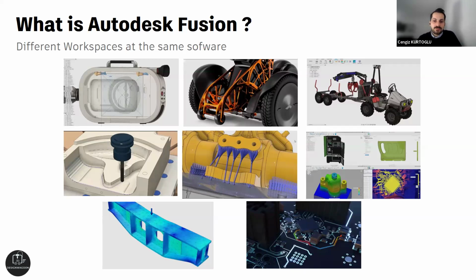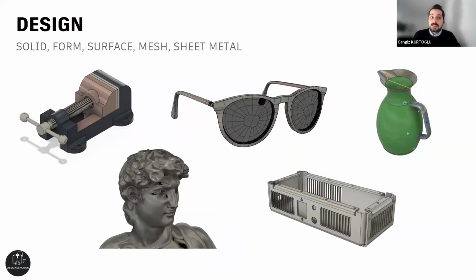Also, there are several different types of workspaces, like electronic drawing, nesting, manage, or generative design. Let's look at a design model. In the design workspace, you have access to create solid parts with CAD modeling, computer-aided design modeling, as you can see in the first part, the table.